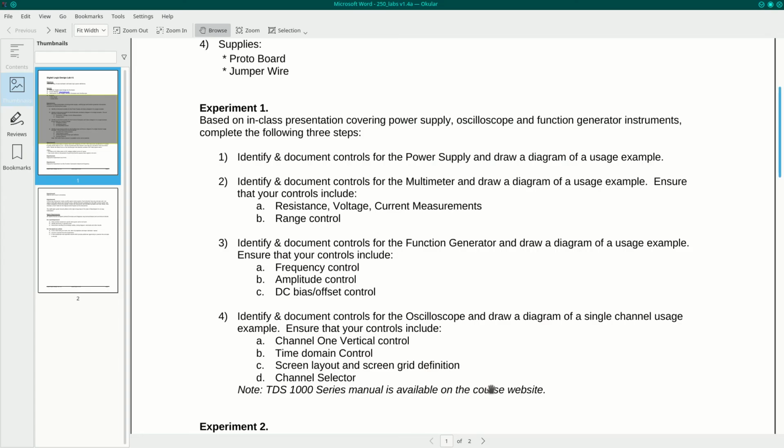So for each of these parts in experiment 1, your goal is basically just draw a little sketch of the front of the piece of equipment and play around with it, figure out what the different controls do, and document a few of them. You don't have to document every single aspect, especially with the oscilloscope, which has tons of knobs and dials in the front. But the basic ideas, okay? So for the multimeter, at least talk about resistance, voltage, current measurements, and range control.